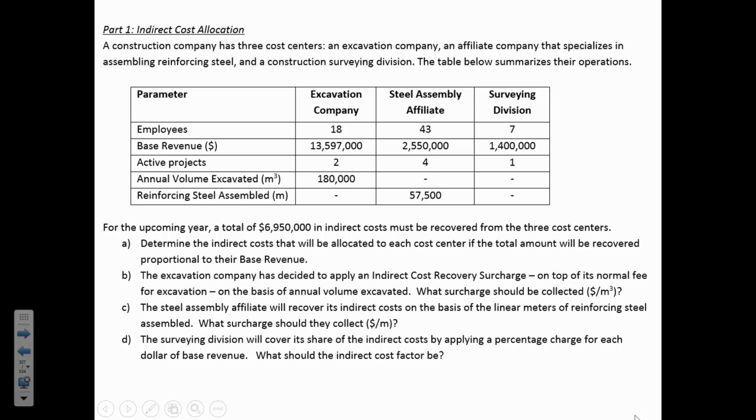Right, yeah. So the idea there is that if the indirect costs are 6.9 million, it wouldn't be fair to just divide it by 3 because the excavation company is making so much more revenue than the surveying division. And so the way to figure out how to allocate the indirect costs is to add up the total revenue, and then the percentage that each company contributes to the total revenue will determine how much of the indirect costs they have to cover.